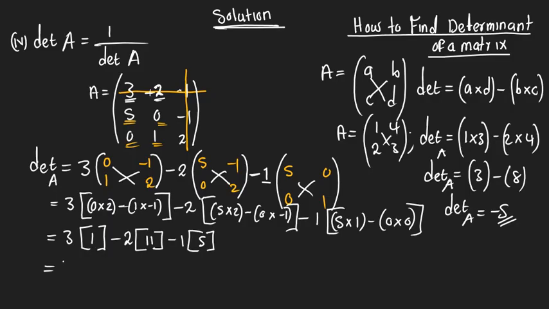So this is going to be 3 multiplied by 1, it's 3. 2 multiplied by 11 is 22. -1 multiplied by 5 is -5. Then this is going to be 3 minus 22 minus 5. And you get your 24.